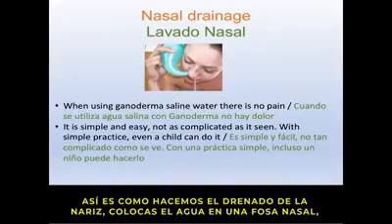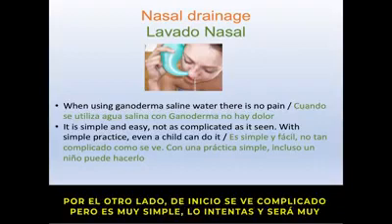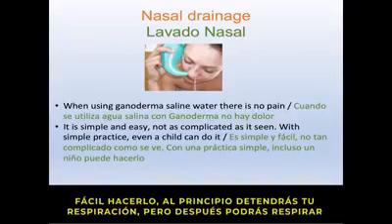This is how we do the nose drainage, or this nose irrigation. So we put the water into one nostril, because our nasal is a cavity, you know, then it can come out naturally from the other nostril. Actually, it looks complicated initially, but it's very simple, you know. You try it and you can do it very easily.